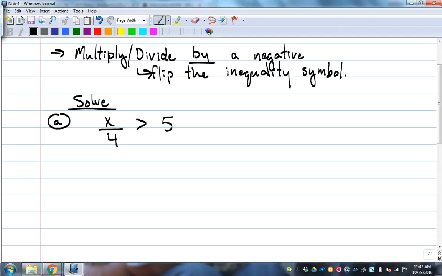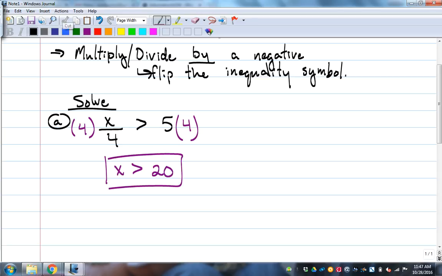How do we get x by itself? Multiply by 4. What kind of 4 is that? Positive. So do I need to flip the symbol? No, it's not a -4 that I'm multiplying by. It's +4. So I leave the symbol alone and get x is greater than 20.